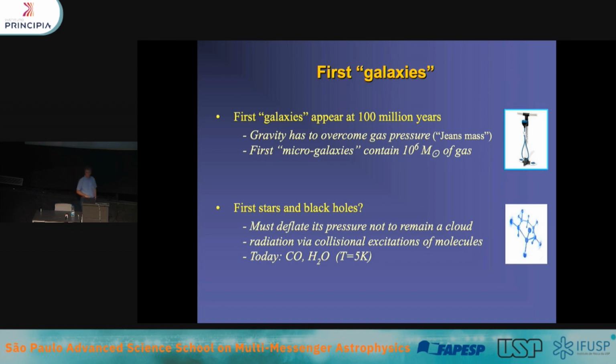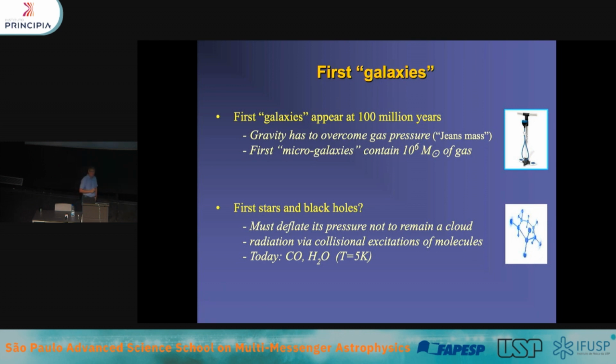If you have cold dark matter, you have gravitational instability, you have dark matter halos, which collapse at almost arbitrarily high redshift if you go to lower and lower mass dark matter halos. But you can't actually go to arbitrarily low mass halos. The gas pressure has to be lower than the gravity of the dark matter halo to make the gas collapse with the dark matter. So this is something called the Jeans mass.